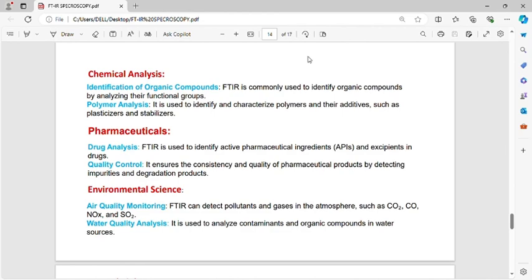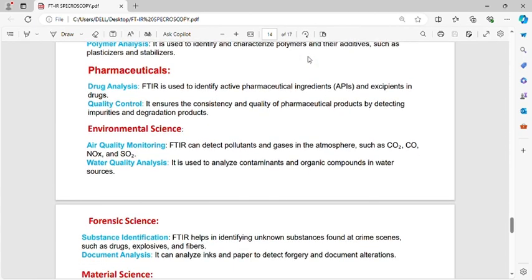Firstly, chemical analysis. Identification of organic compounds. FTIR is commonly used to identify organic compounds by analyzing their functional groups. Polymer analysis. It is used to identify and characterize polymers and their additives such as plasticizers and stabilizers. Pharmaceuticals. Drug analysis, quality control. FTIR is used to identify active pharmaceutical ingredients and excipients in drugs. It ensures the consistency and quality of pharmaceutical products by detecting impurities and degradation products.